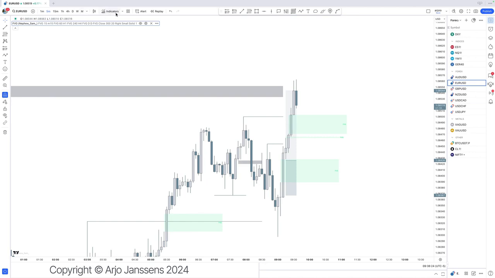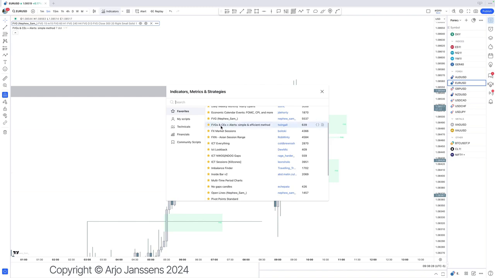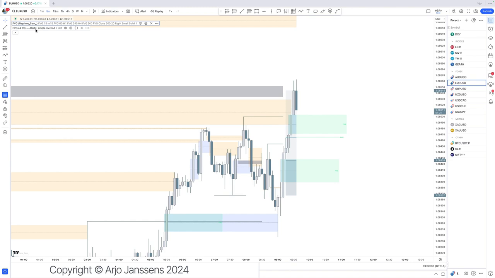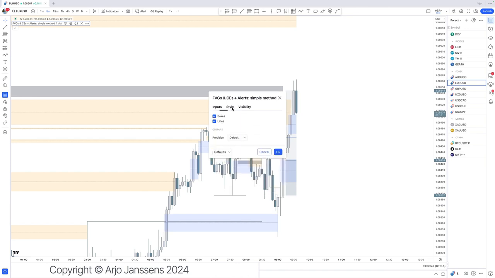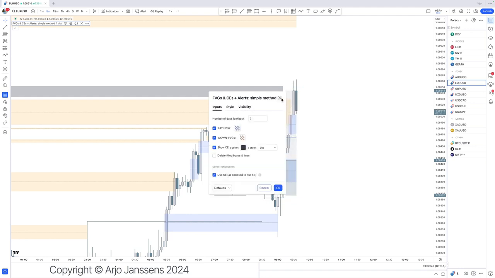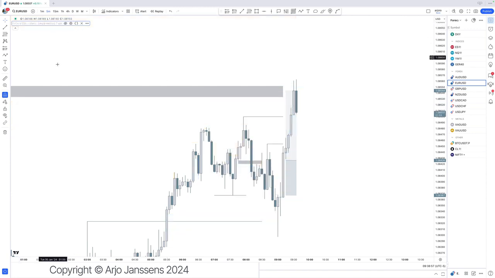Let me see, or was it a different one? Might have been a different one. This one. FVGs and CEs alerts, simple and efficient method. Let me see. All right. Then eventually I believe that this goes off with an alert. I'm not too sure how it actually works right here. We can just, of course, try it. Let's see. Not too sure actually how it works, to be honest with you.